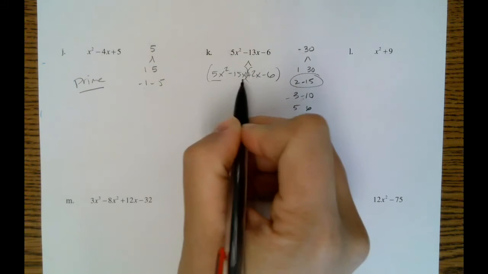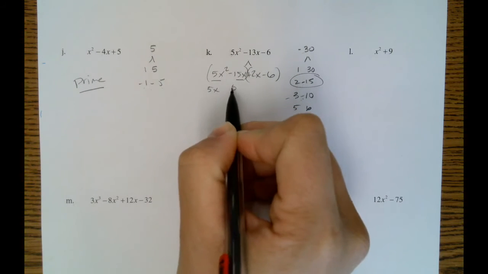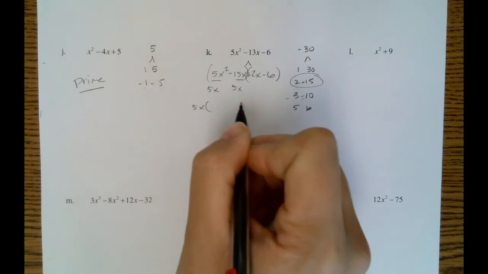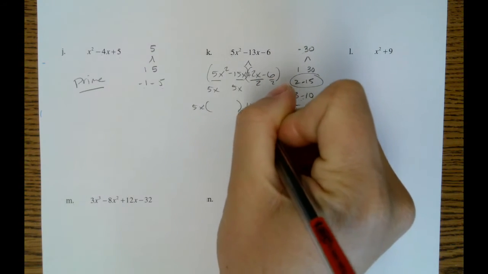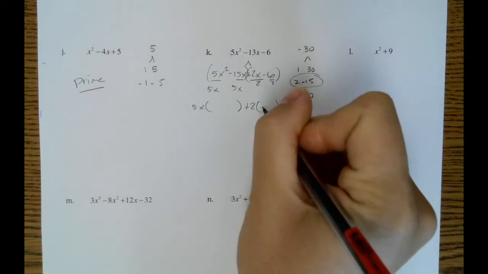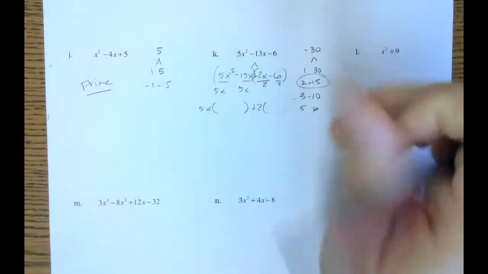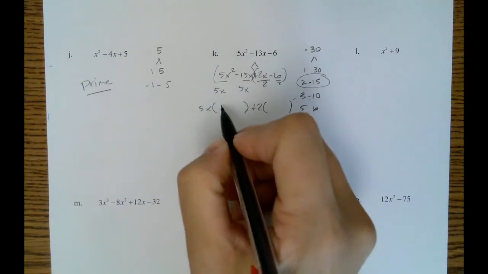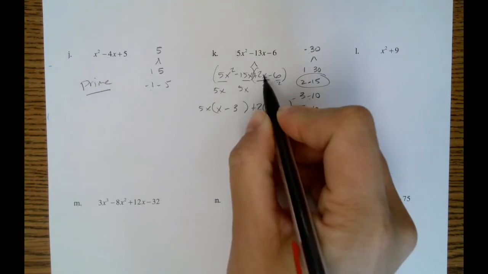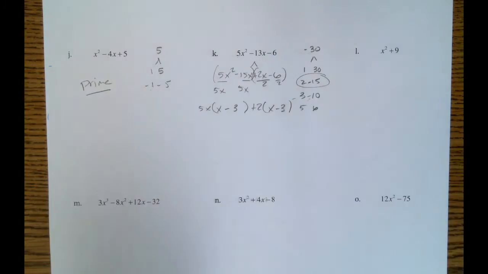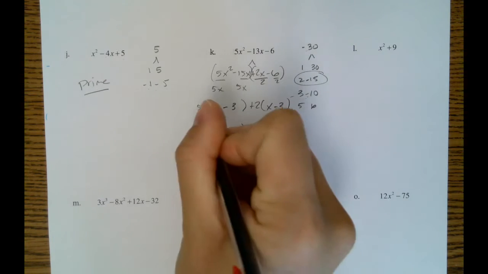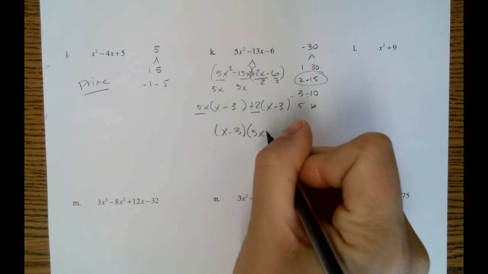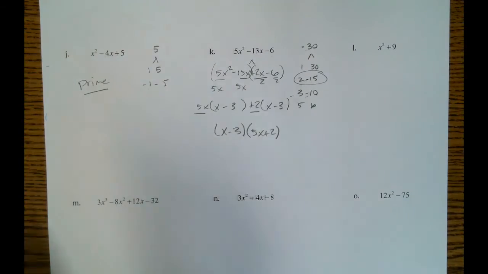Okay, we'll go ahead and do our grouping. Take 5x out of that first set, and let's see, positive 2 out of our second set. So here we're left with x minus 3 and x minus 3, which is good. We always want those parentheses to be the same. And then our 5x plus 2 makes our second factor.